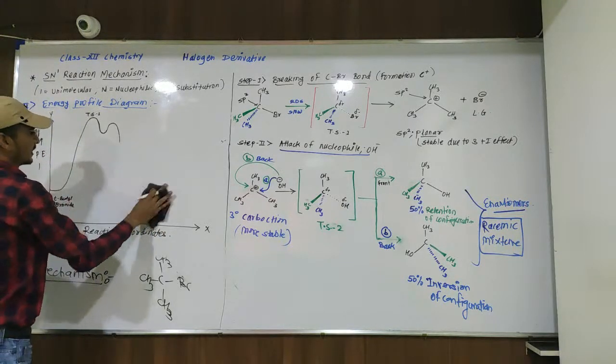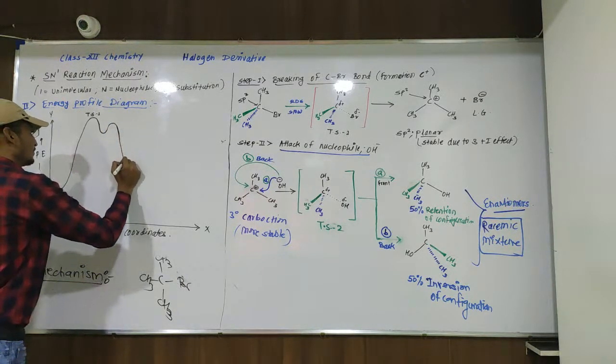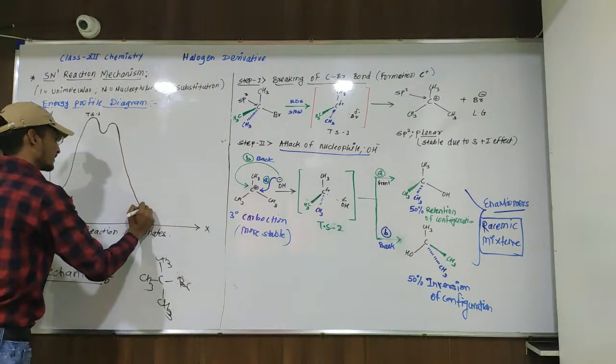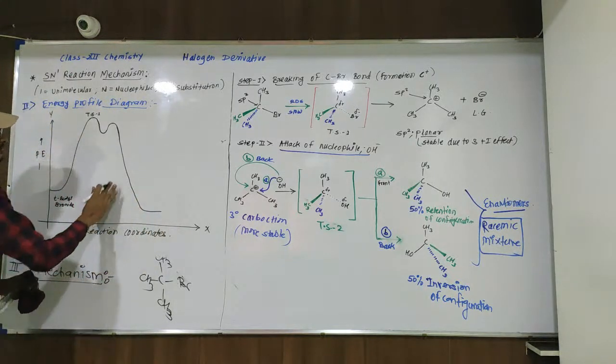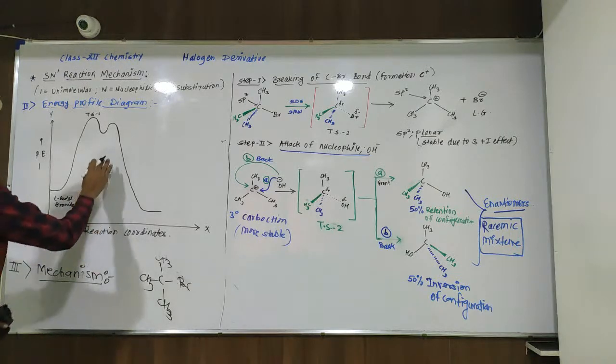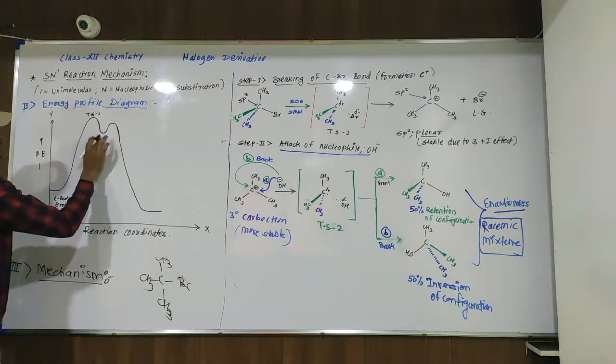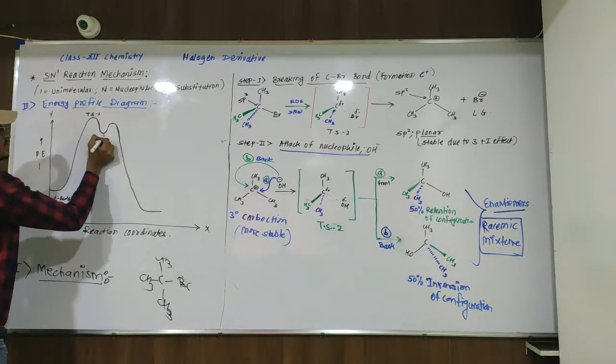So in this way you can plot the potential energy diagram like that. Okay, so that is your potential energy diagram. Hope you understand. So this is your carbocation, that is your C plus. So I draw here like that. Okay, so C plus, that is the tertiary carbocation. So that's why I draw it in this way.